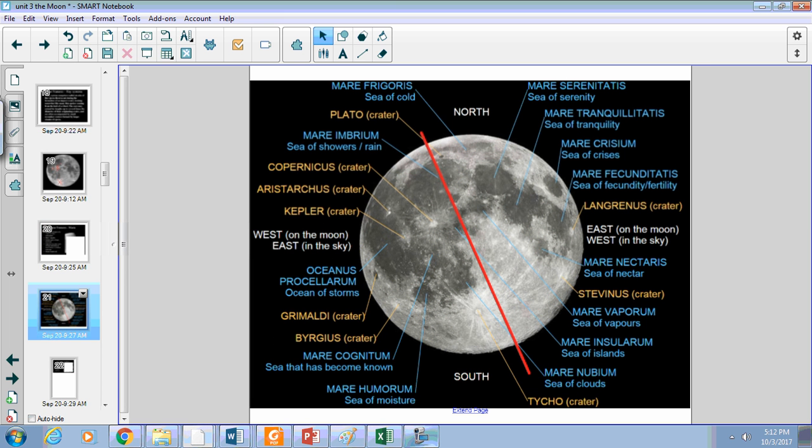All right, so here we have a nice map that depicts a couple of things, gives a couple of our mare names, Mare Tranquillitatis, and it gives the English version. Most of them are in Latin, so we have the Sea of Clouds, Sea of Vapors, Sea of Nectar, Sea of Moisture, Ocean of Storms, Sea of Showers, Sea of Cold, all that fun stuff can be identified on the moon.